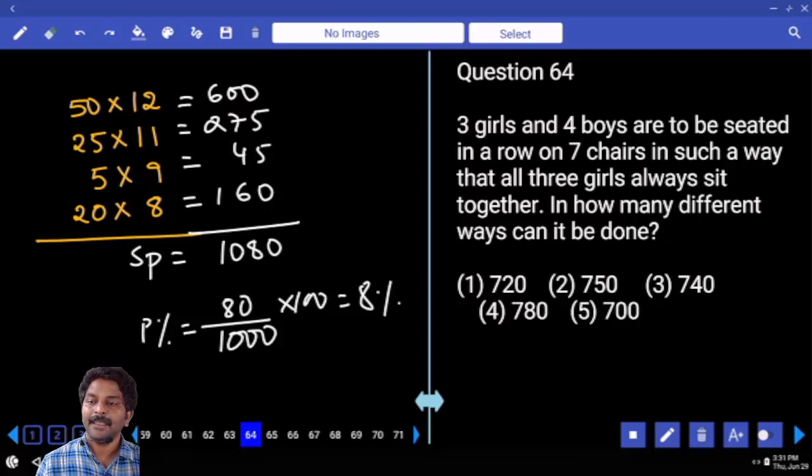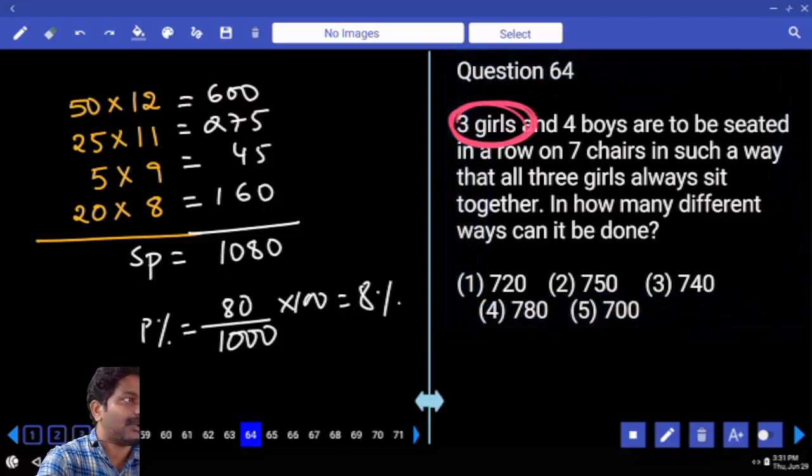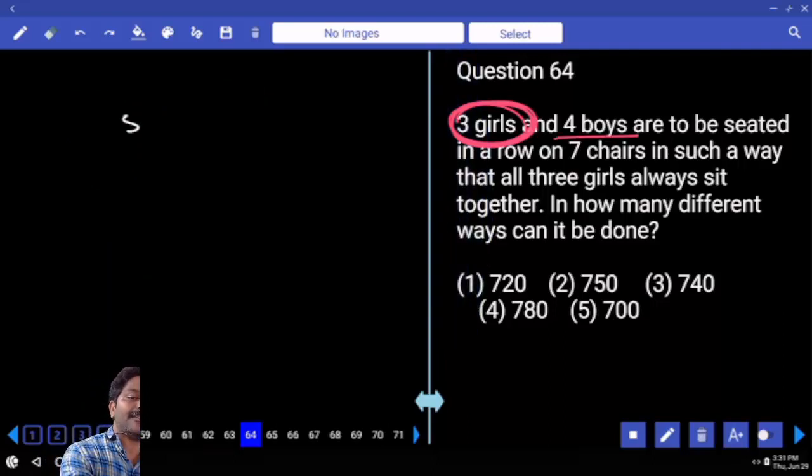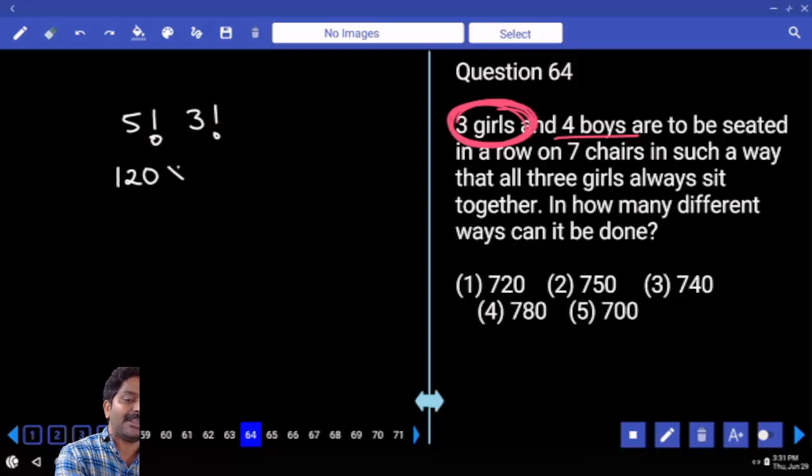Over. 8 girls and 4 boys are to be seated in a row on 7 chairs in such a way that all 3 girls always sit together. In how many different ways can it be done? See, when all 3 girls need to sit in a single place, all together, these 3 girls must be treated as one bunch, and then 4 boys are there. So total 5 can be arranged in 5 factorial ways. And 3 girls, among those 3 we can rearrange them in 3 factorial ways. 5 factorial, 120. 3 factorial, answer 720.